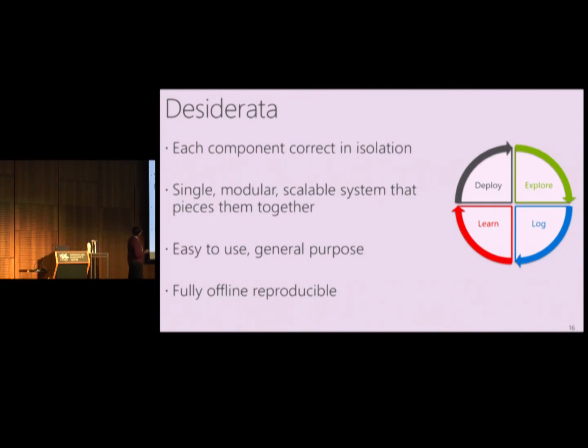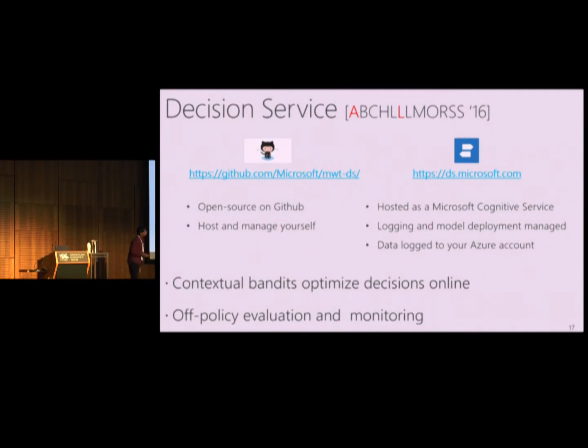So keeping these goals in mind, we've been working on a system for the last few years, which was released last year, called the Decision Service. It has been built with a lot of fantastic colleagues at Microsoft. It comes in 2 different flavors. There's an open source version that is available on GitHub.